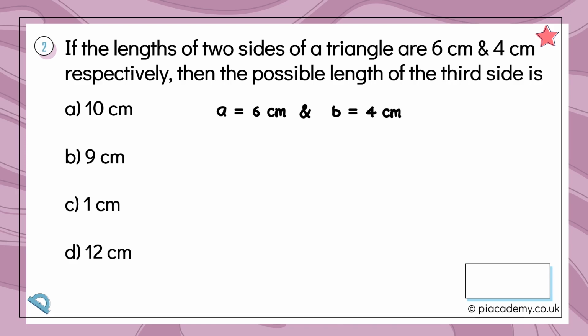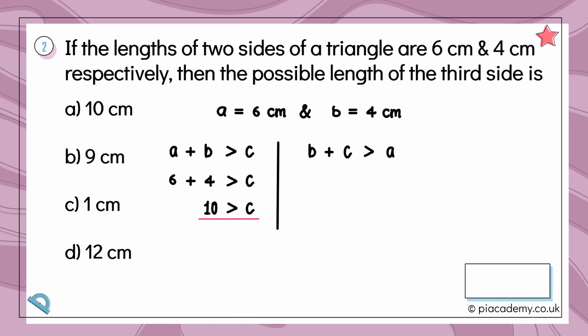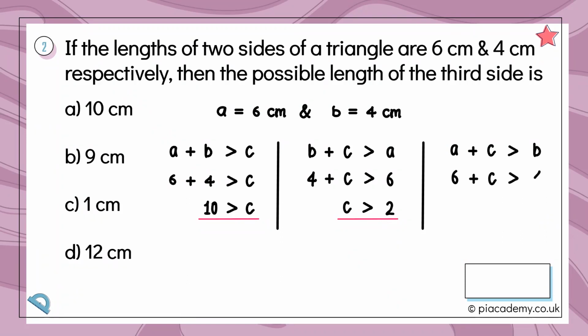According to the first condition, A plus B is supposed to be greater than C, which implies 6 plus 4 greater than C, which in turn gives us 10 is greater than C. Or we can also say C is lesser than 10. According to the second condition, B plus C is greater than A, which implies 4 plus C is greater than 6. Or we can write this as C is greater than 2. And in the last condition, what we have is A plus C greater than B, which implies 6 plus C is greater than 4. Or we can say that C is greater than negative 2.